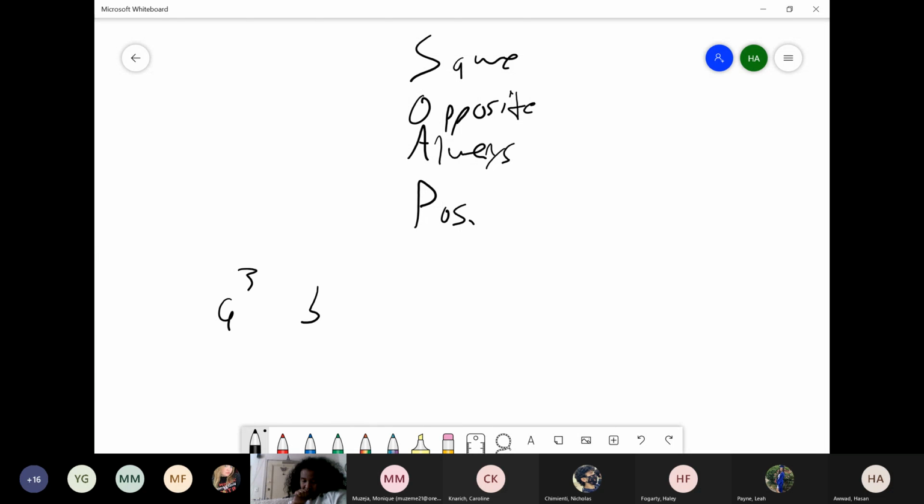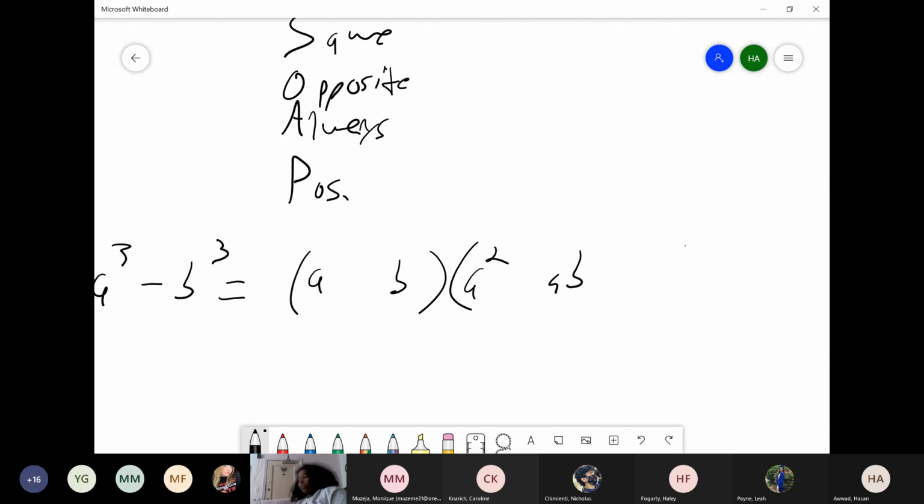So a cubed, b cubed, and difference implies subtraction between the two. So this, well, it's going to look very similar. We're going to have this binomial times a trinomial where we have the a, the b, the a squared, the ab, and the b squared at the end. And again, using SOAP, we can already figure out what this is going to look like.